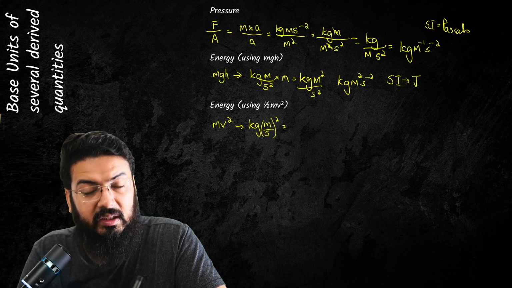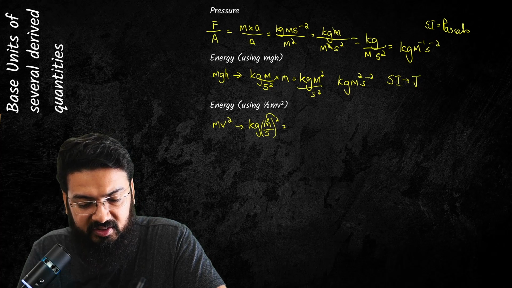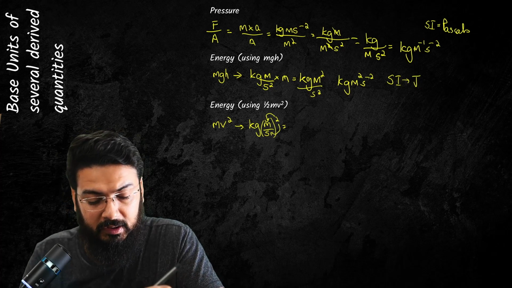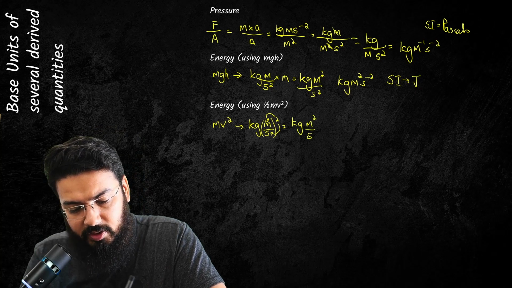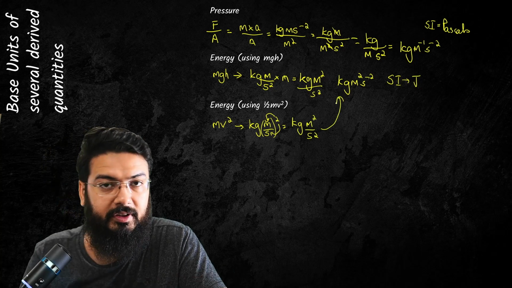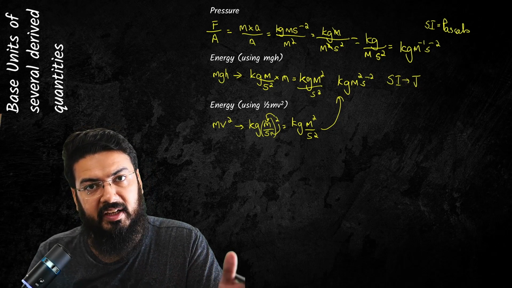Now the exponent outside the bracket is distributive, so I'm going to square the meters and I'm going to square the seconds. So you've got kilograms meter squared over second squared, which is the same as what we have here. So again, different equation, but still giving the same base units.